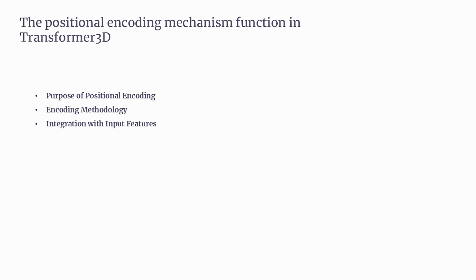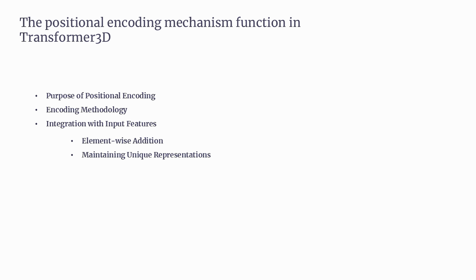The third, integration with input features. 1. Element-wise addition. Once the positional encodings are generated, they are added element-wise to the input embeddings. The input embeddings contain semantic information about each point, such as color, intensity, or other features, while the positional encoding provides spatial information. This combination ensures that each point in 3D space is uniquely represented, incorporating both its spatial position and its features.